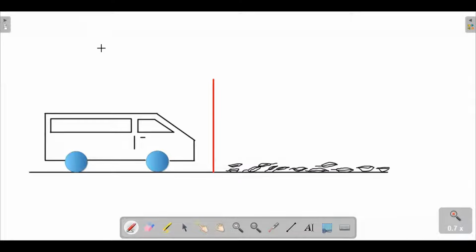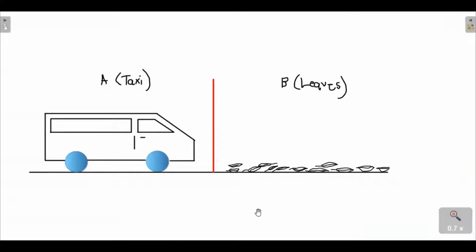I have a taxi on the left hand side, so let's call this A, and B on the right. So A, we have a taxi, and then B on the right, those are your leaves. So between A and B, which one would you say applies a lot of pressure on the ground? Which one between A, the taxi, or B, the leaves, applies a lot of pressure on the ground?